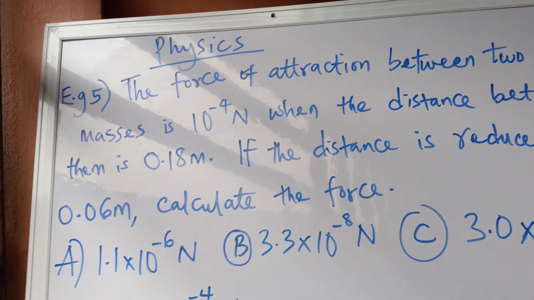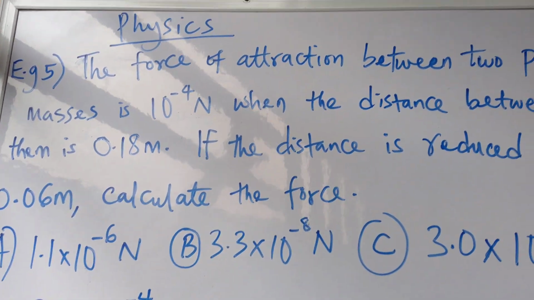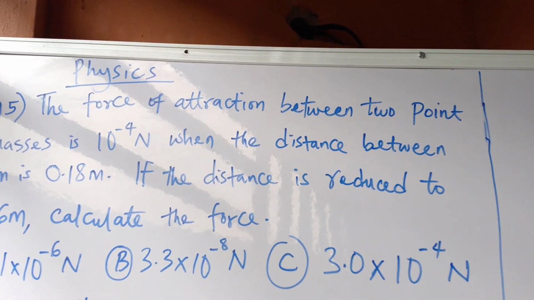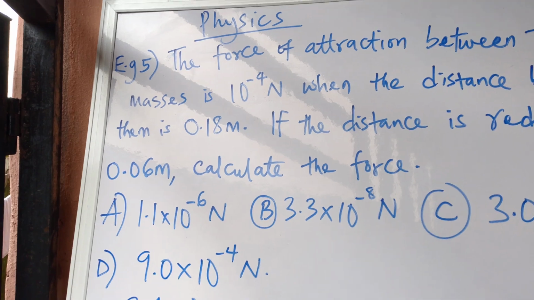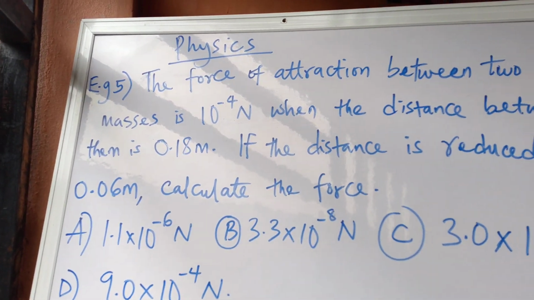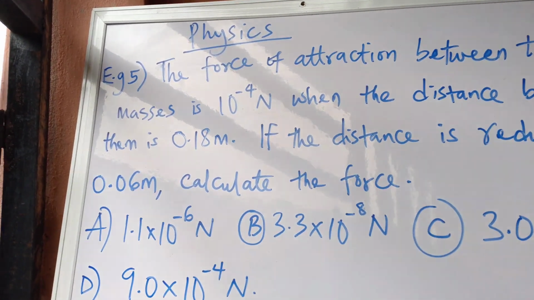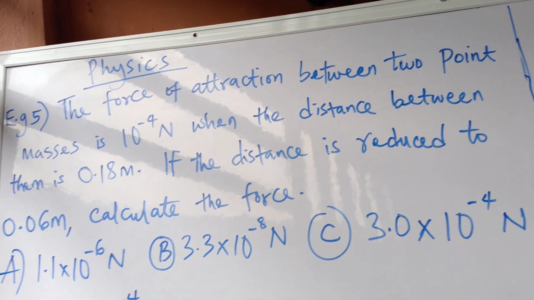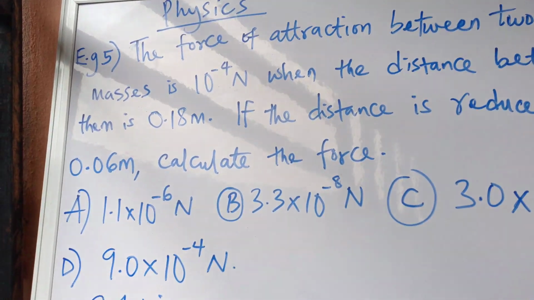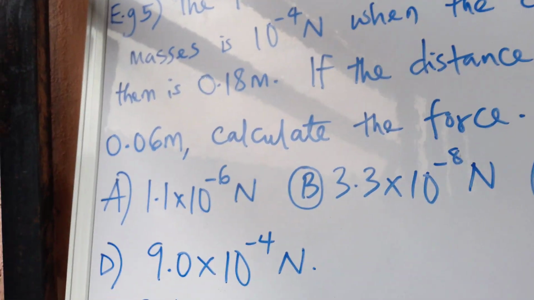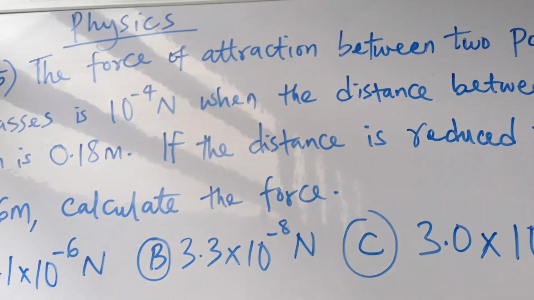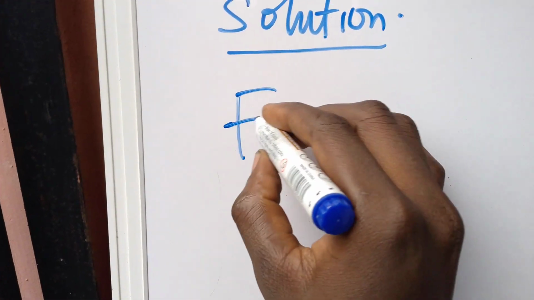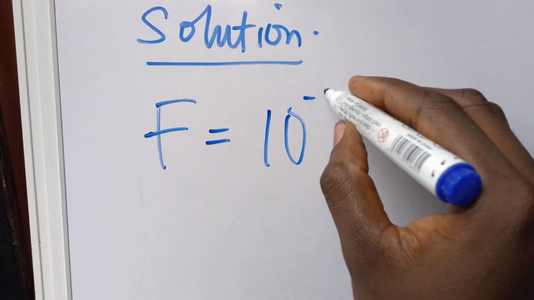Right, so we have another question on the board. We are still on the concept of gravitational field, and the question says the force of attraction between 2 point masses is 10 raised to power minus 4 Newton when the distance between them is 0.18 meter. Okay, so we take note of that. Force of attraction between the 2 point masses is 10 raised to power minus 4. Say that F is equals to 10 raised to power minus 4 Newton.